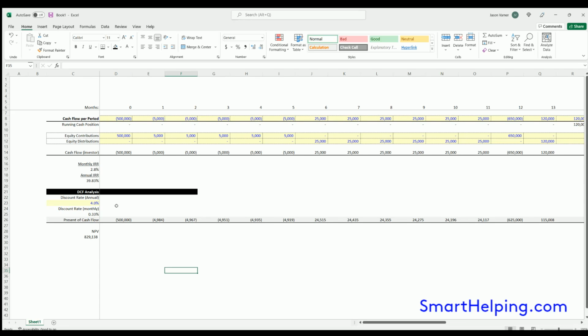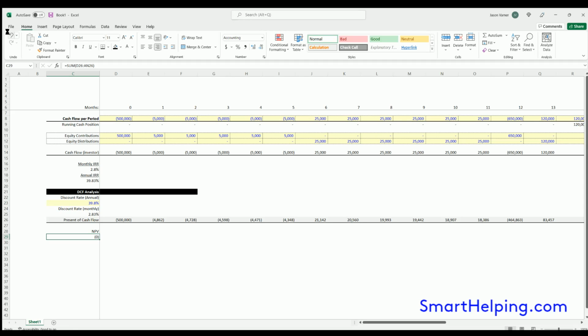Now, what happens if we take this annual rate and plug it into here? It should be close to 0. It is 0, so we've done all the math right, all the conversions. How close is this to 0? Yeah, that's exactly 0. There's a little bit of rounding there in Excel, but that's fine.